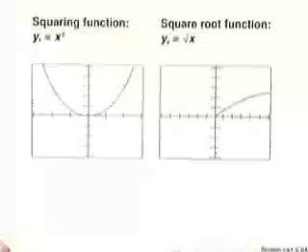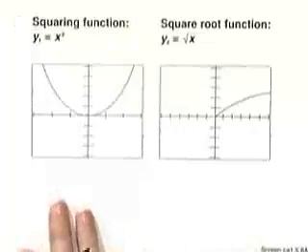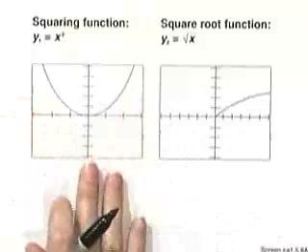Now, we want to be able to quickly sketch a graph by shifting what we call basic graphs horizontally, vertically, stretching them, and shrinking them. Before we can do this, we have to review some of our basic graphs. We have the squaring function. It's a U-shaped graph. It's a parabola.